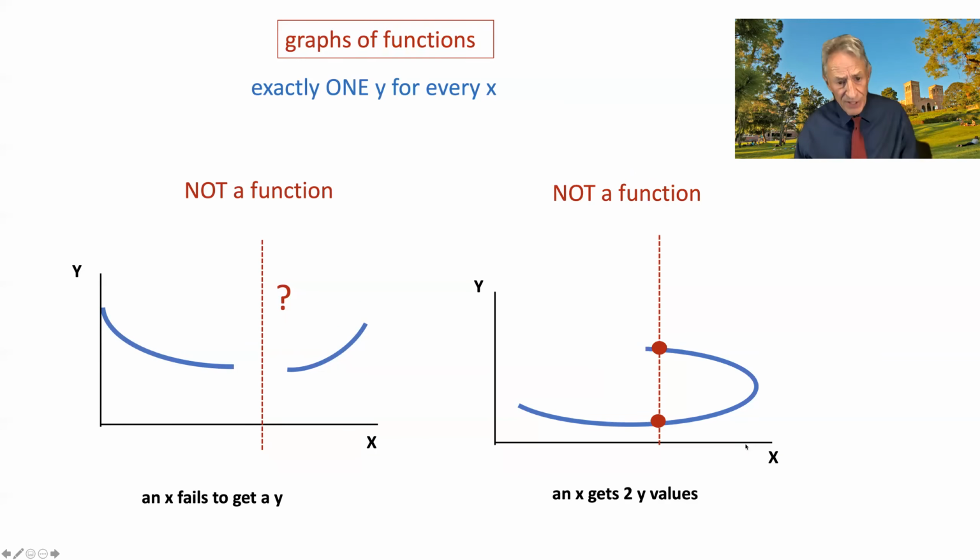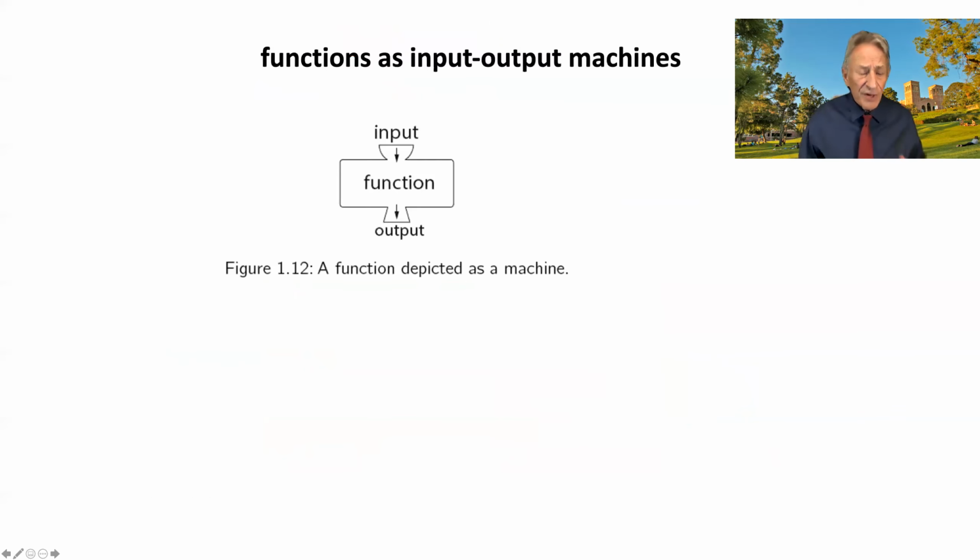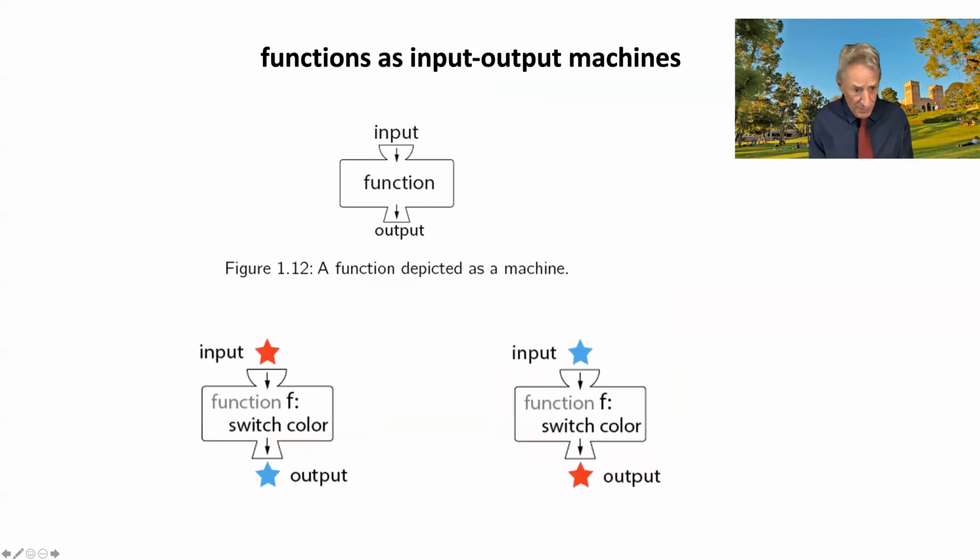So that's the general rigorous concept of a function. You can really think of it as an input-output machine. You input an element of the domain, and it outputs an element of the codomain. And so in that sense, it's like an input-output machine. So for example, here's a super simple case where this function f is a color switching function. It takes as an input the red star and gives an output of the blue star, and it takes as an input the blue star, and it gives as an output the red star.